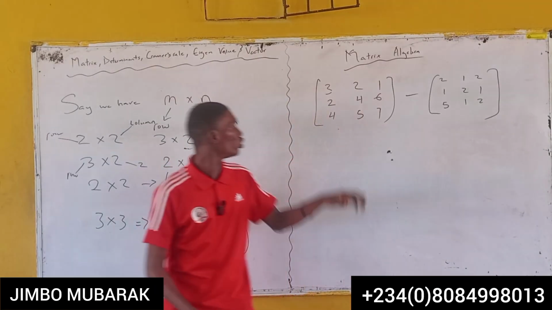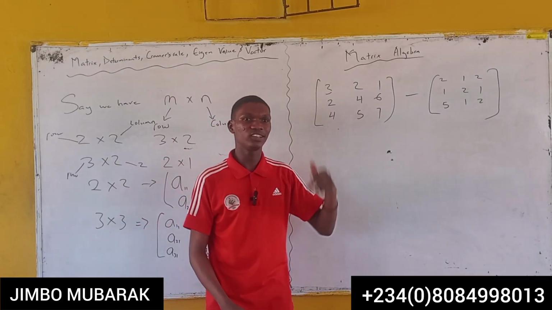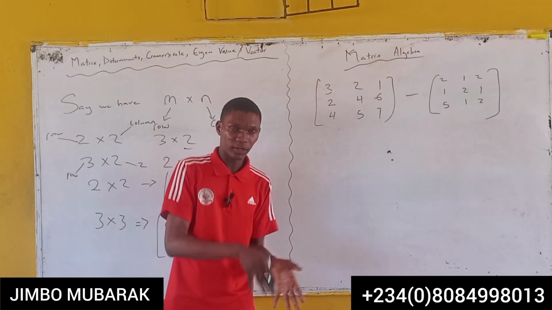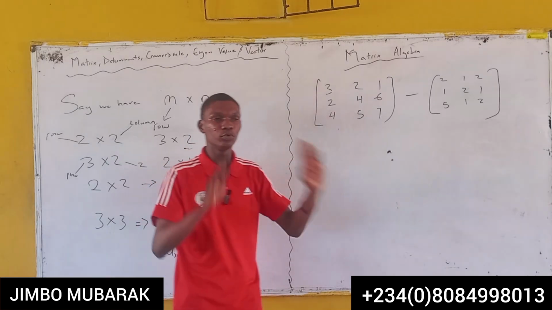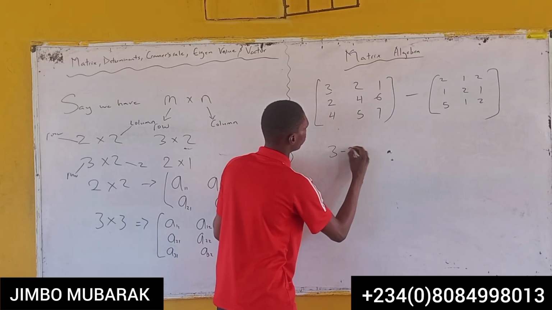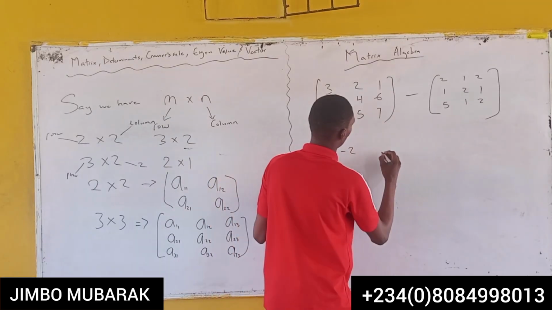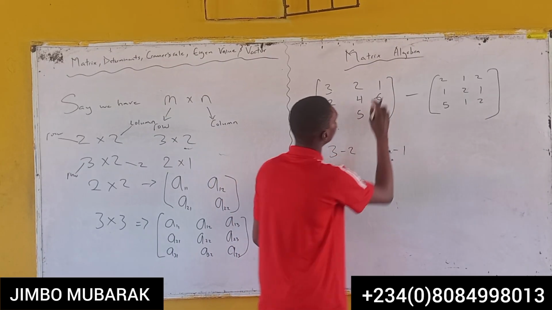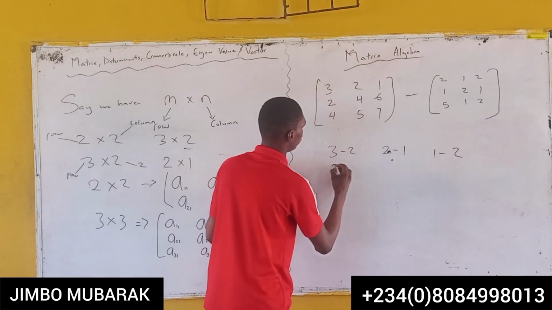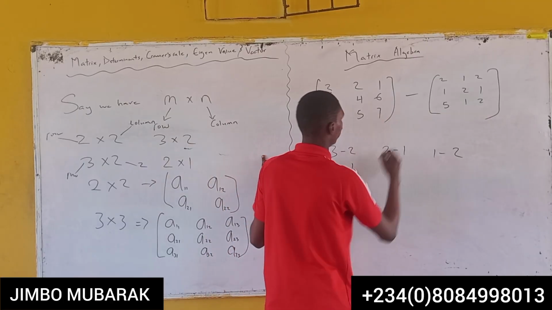Alright? So we do the same throughout. That will be what? 3 minus 2. Alright? 2 minus 1. 1 minus 2. Then what's this? 2 minus 1.